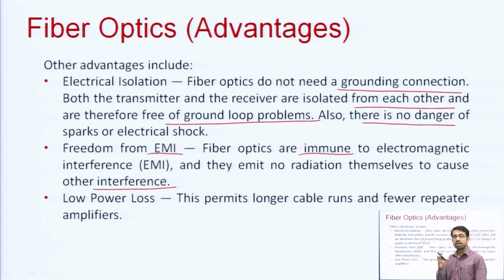Another advantage is low power loss. Due to this, a signal can be transmitted to a higher distance in comparison to metallic conductors. This permits longer cable runs and fewer repeaters and amplifiers. Because the losses are very less, we need fewer repeaters and fewer amplifiers in the path at which we have to send the signal.